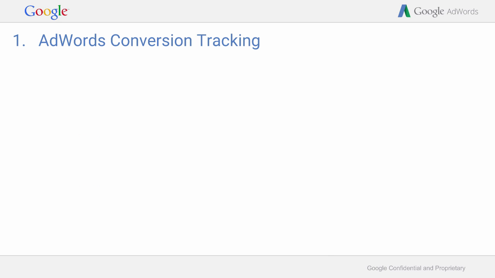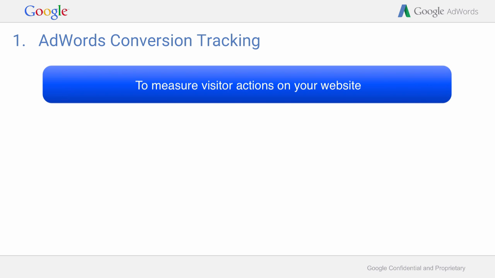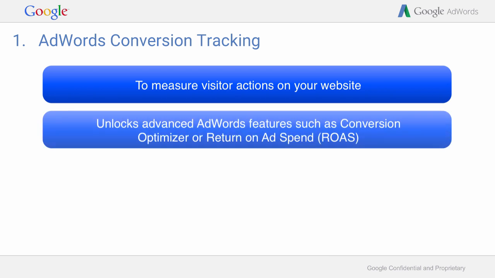The AdWords conversion tracking tag is used to measure conversions on your website. Conversions are the valuable actions visitors make, such as a purchase or a sign up. Tracking conversions using this tag is one of the best ways to get the most out of AdWords, as it allows you to use advanced automated features such as Conversion Optimizer or Return on Ad Spend.